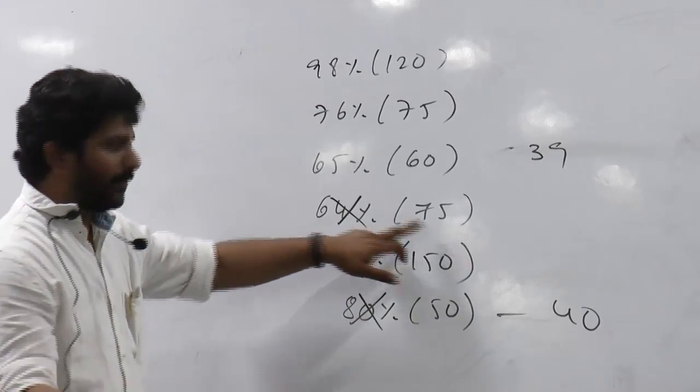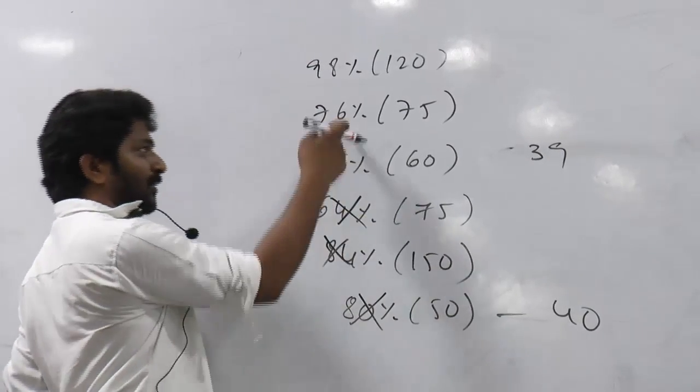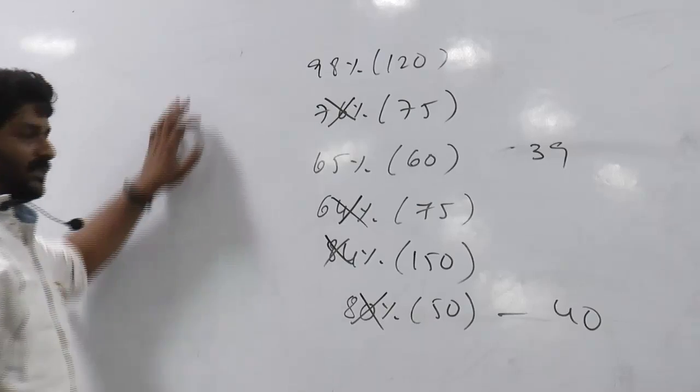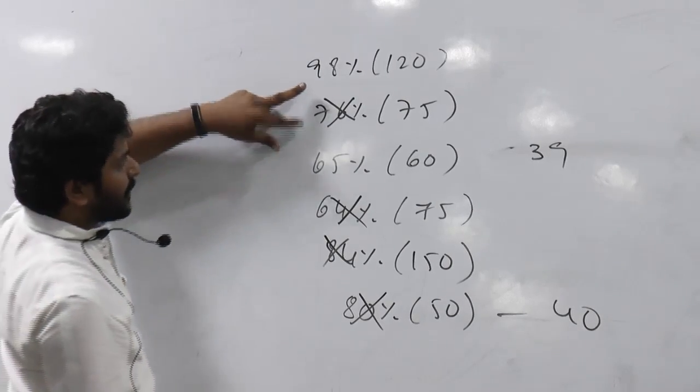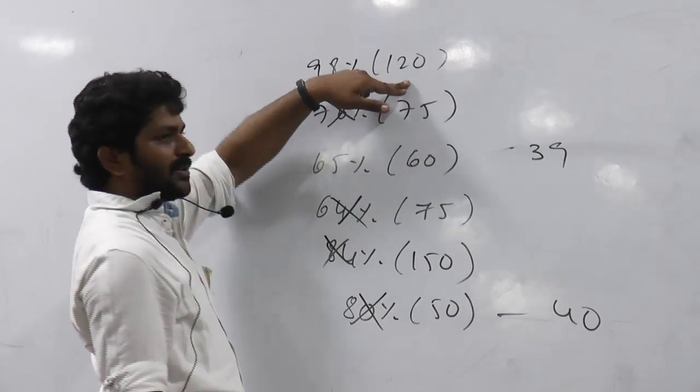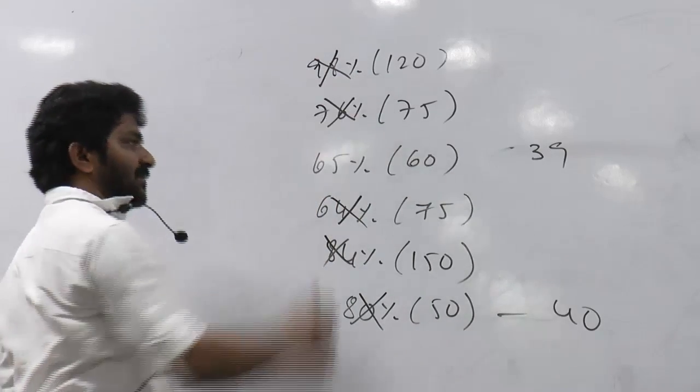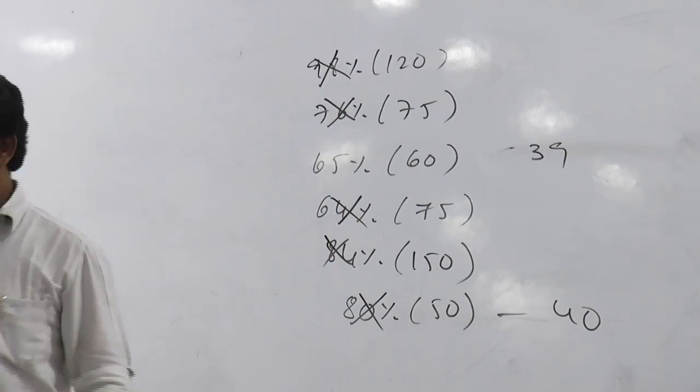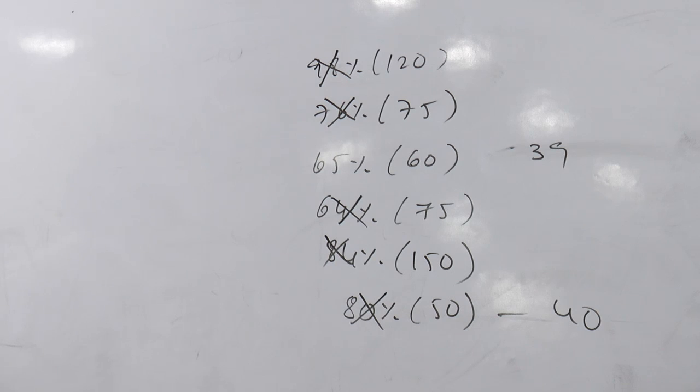64% of 75 cannot be your answer. So this is definitely more than this. Hence this cannot be your answer. In terms of percentage this is more, and in terms of number of marks also more. Here also this cannot be your answer. Third subject. Which one? Hindi.